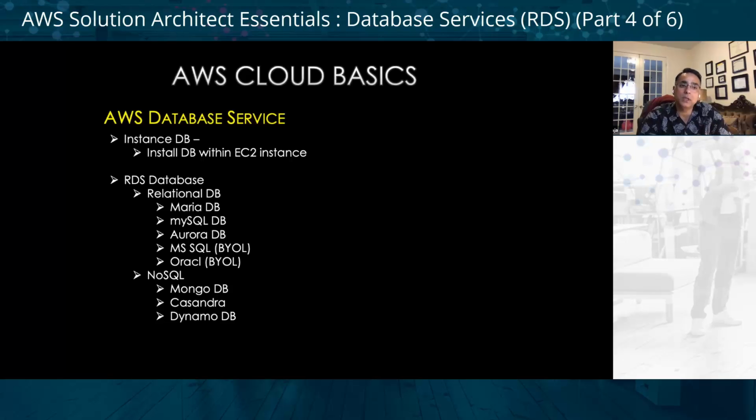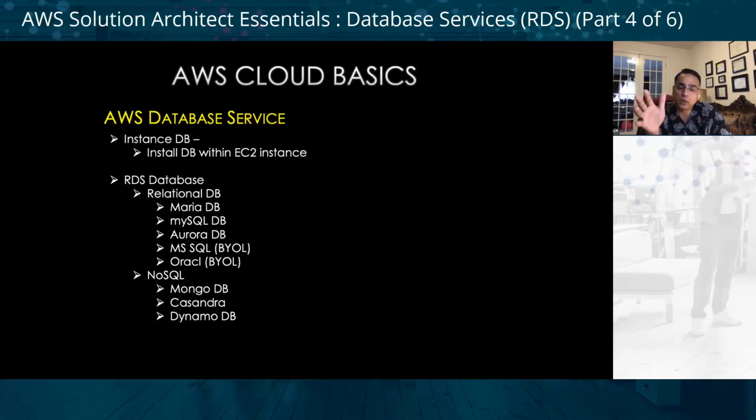Then it comes to RDS, the Relational Database Service that Amazon provides. Amazon provides a variety of different databases. For example, MariaDB, MySQL, Aurora, MS SQL, bring your own license if you want to, or Oracle, you can bring your own license as well, right?